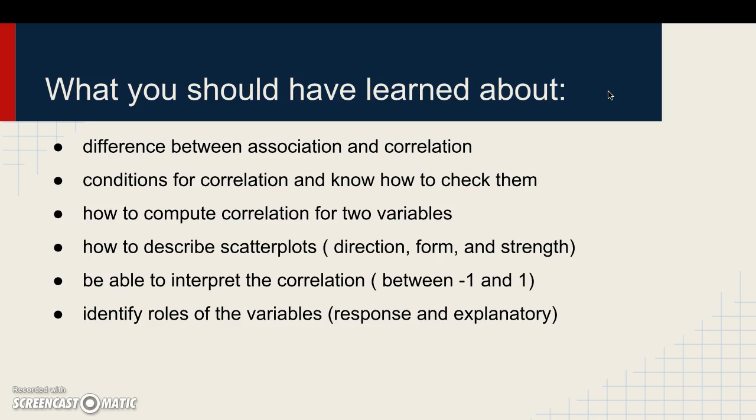What you should have learned from this PowerPoint. You should have learned the difference between association and correlation, conditions for correlation and know how to check them, how to compute correlation for two variables, how to describe scatterplots, direction, form, and strength, how to interpret the correlation between -1 and 1, and how to identify the variables, response and explanatory.